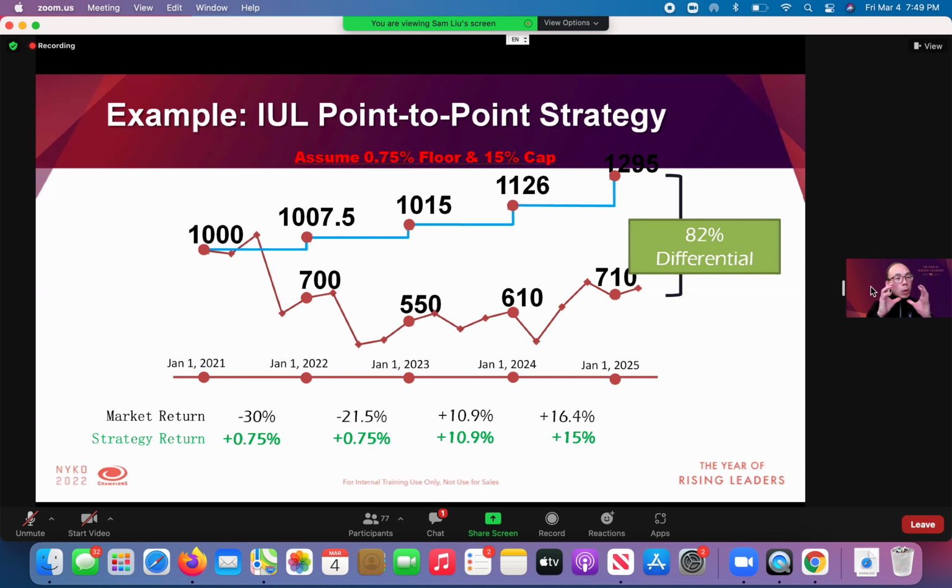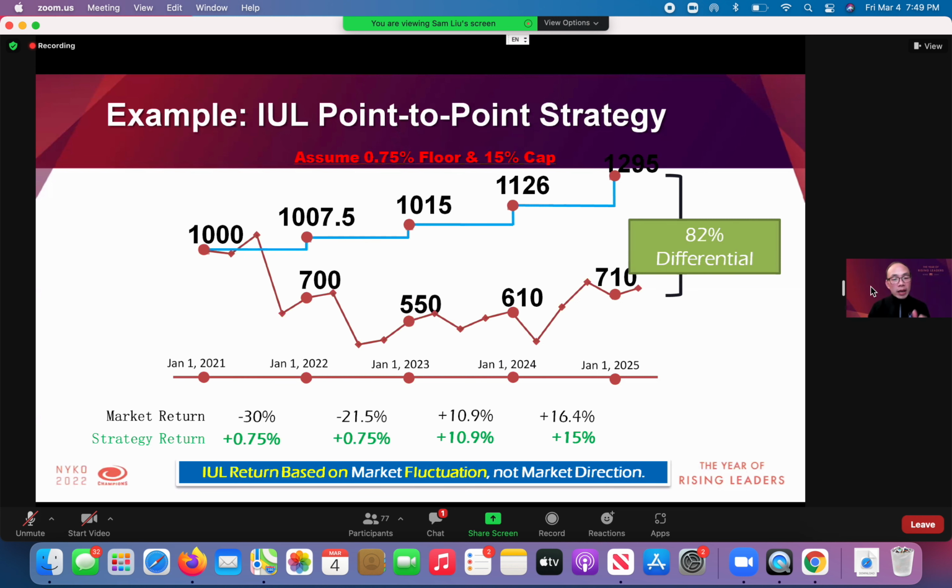So the concept of IUL, Mr. Client, is based on fluctuation, not direction. Let me repeat that. Fluctuation, not direction. Do you see that the direction is negative? But because it has up and down, up and down, that's called fluctuation. So IUL can still make money even though the direction is negative.